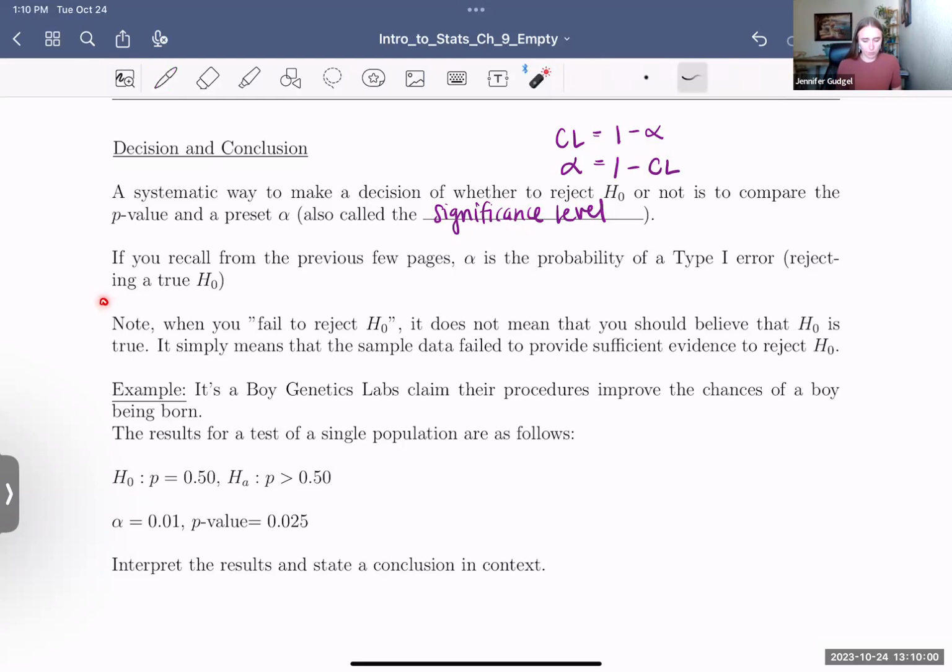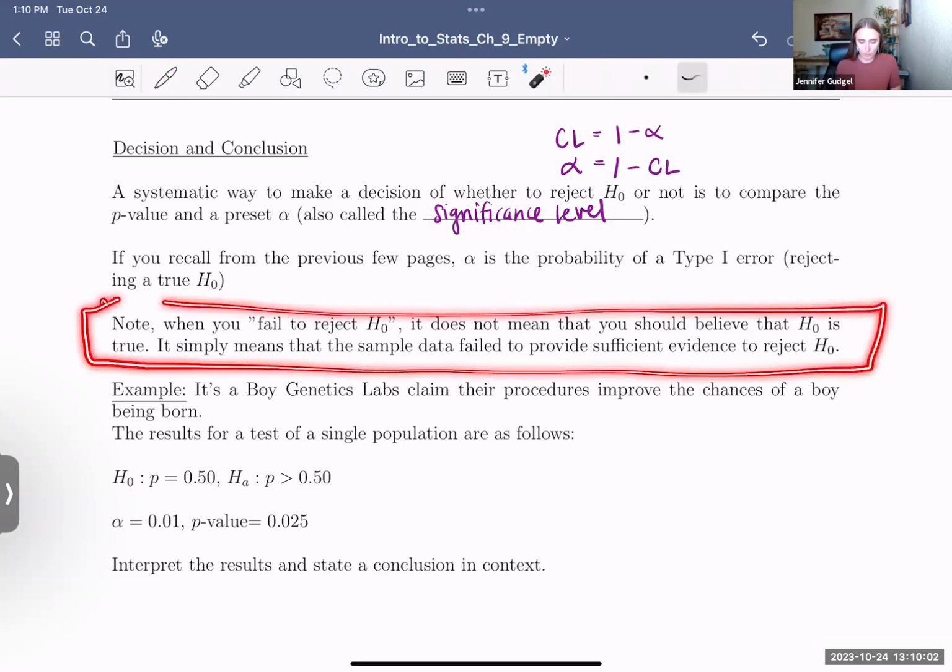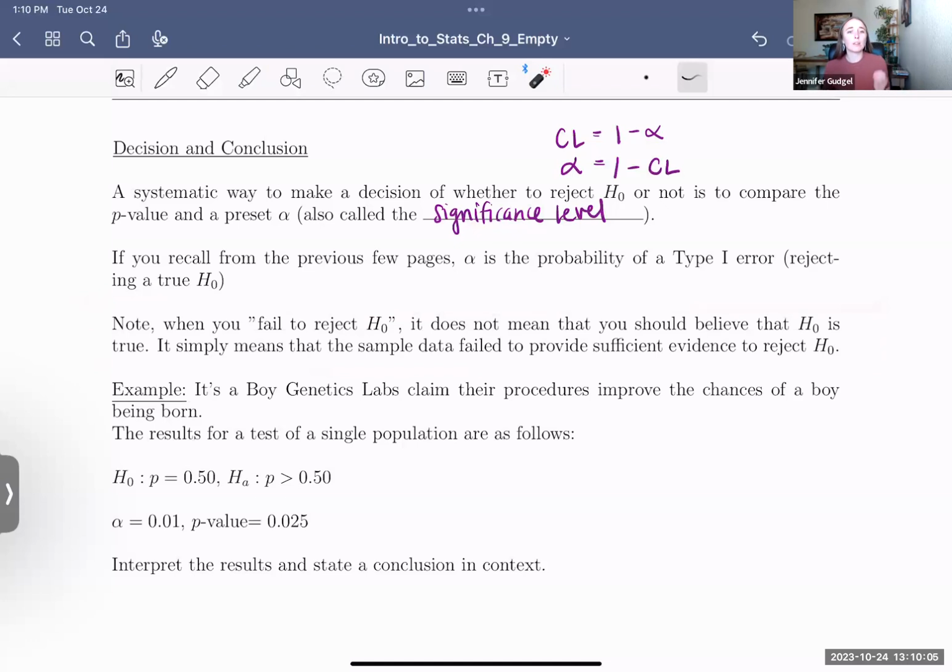Again, I've said this multiple times now within this chapter, within these videos, but failing to reject the null hypothesis does not mean that the null hypothesis is true. It just means we have an inconclusive result. We don't have sufficient evidence to support our alternative. The ideal situation is that we do successfully reject the null hypothesis because then the alternative is true.